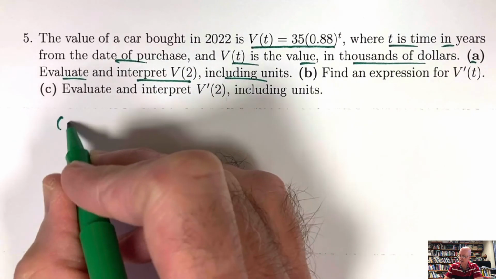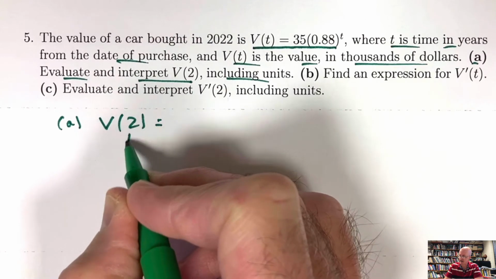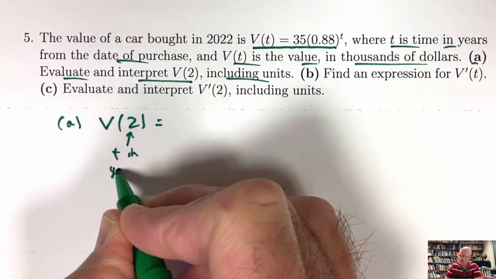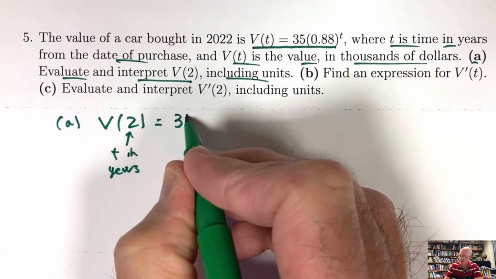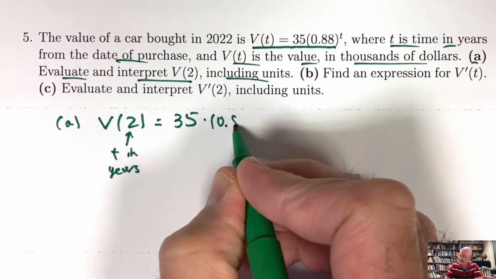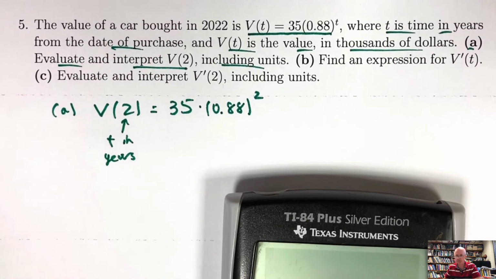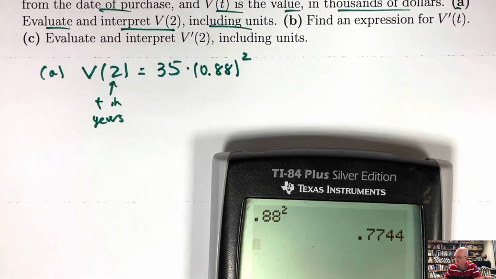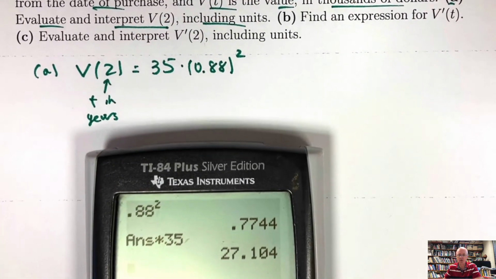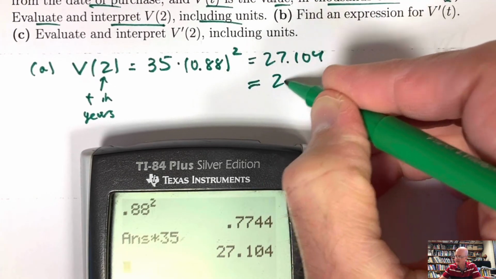No calculus there. That's just a function problem. Plug in 2, this is time in years after we bought the car, so in 2024. 35 times 0.88 to the second power, replace t with 2. Order of operations is really important. Do 0.88 squared first. Powers get done first. To get 0.7744 times 35 gives you 27.104. You might round that to 27.1.